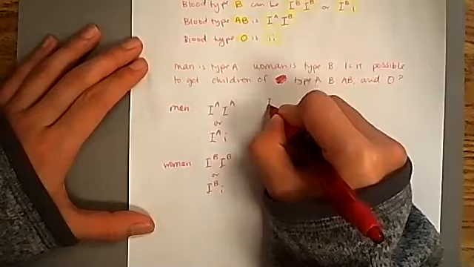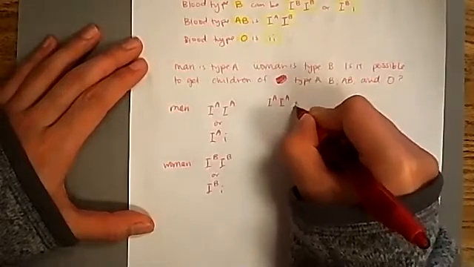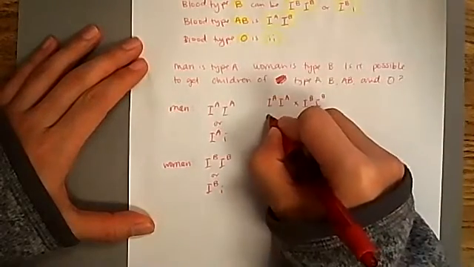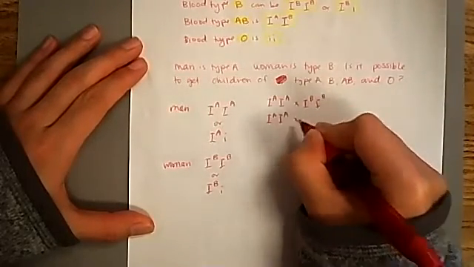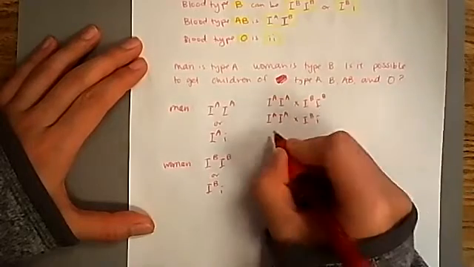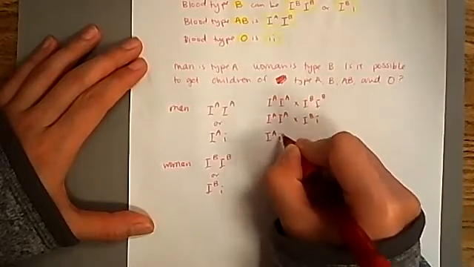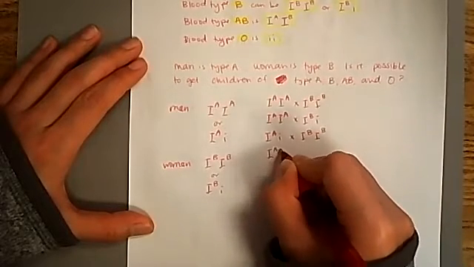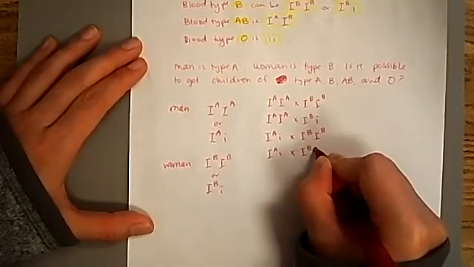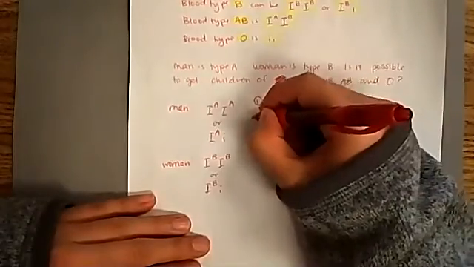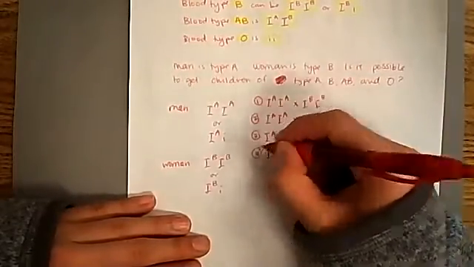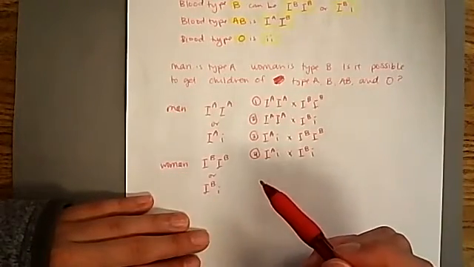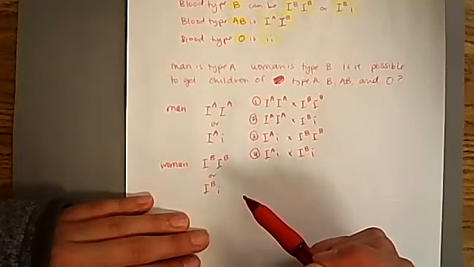So you can have all these different crosses. You can have capital IA and capital IB. That's a possible cross. You can have this as a possible cross. You can have this as a possible cross. And you can have this as a cross. Okay, so there are 4 options because we're not exactly sure what their blood types are. We just know that it's A and it's B. Okay. So is it possible to get children of blood type A, B, AB, and O?